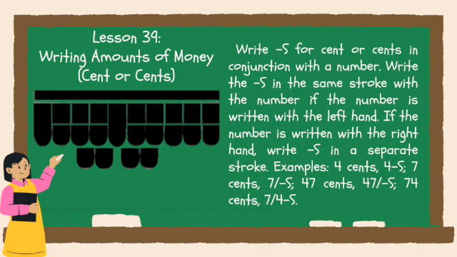How about for 47 cents? So you write 47 first and then final S for cents. How about for 74 cents? So you write 7 and then 4 cents simultaneously. So 7 first and then 4 cents simultaneously. Okay, so is it clear? Questions? Okay, so let's proceed to the example sentence on the next slide.